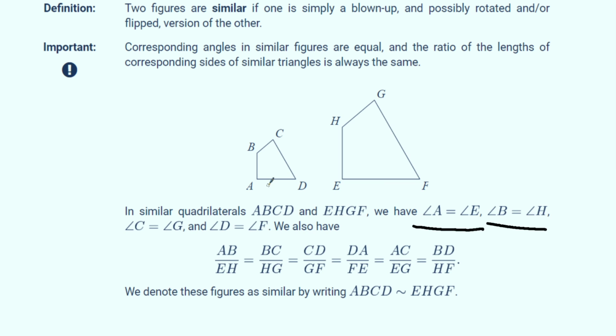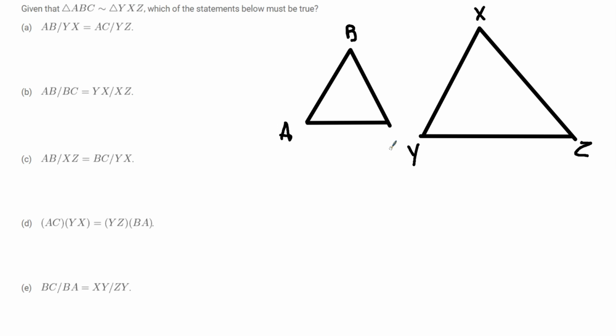But then we get to AC over EG. So we have AC and EG also being in this same proportion. And we have that BD over HF also would be an equivalent proportion. This is why the triangles are so important. Now, what does this mean?